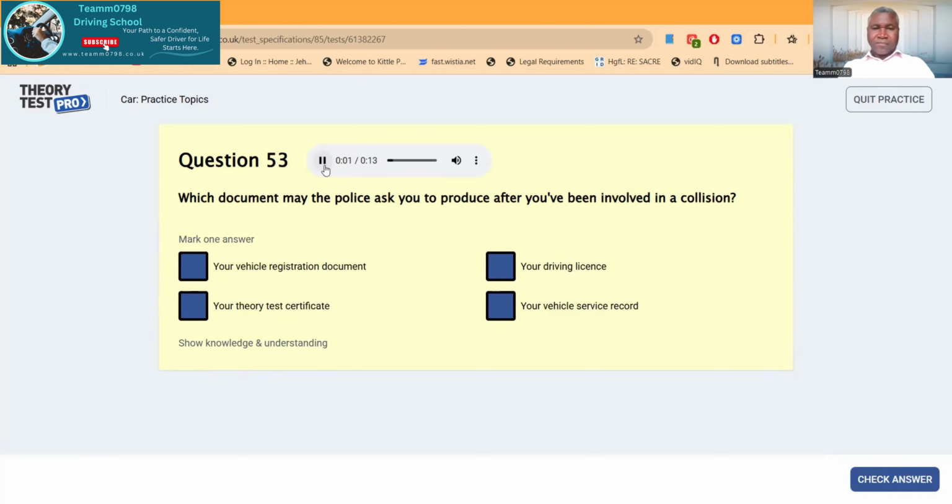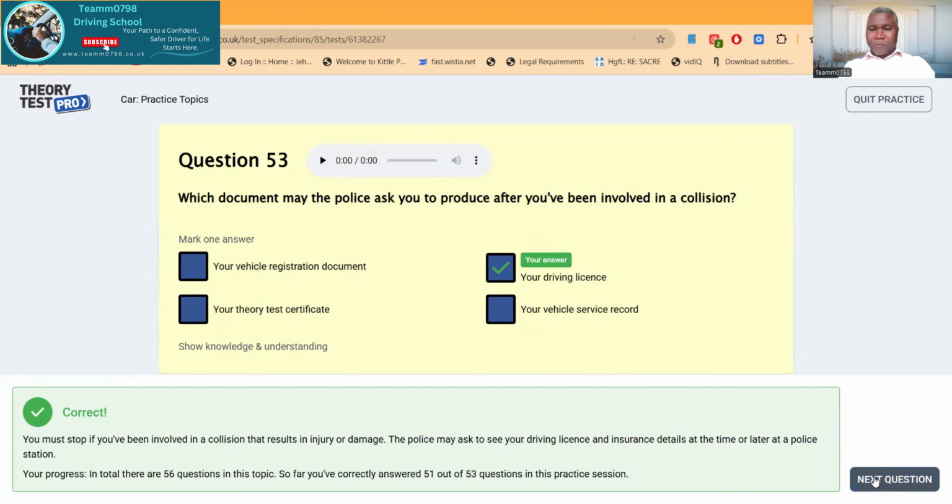Which document may the police ask you to produce after you've been involved in a collision? Your vehicle registration document. Your driving license. Your theory test certificate. Your vehicle service record. Your driving license.